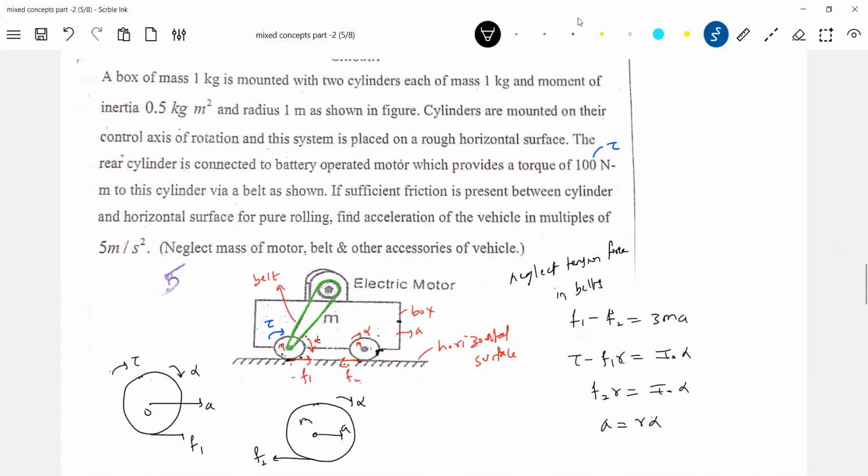I think we can solve it. So this diagram I should not show, because F2 is acting. As the vehicle moves, what happens? This particular cylinder will be connected to the axle, and that axle will push it. This will give a wrong idea to a student, so therefore I'll take it out.